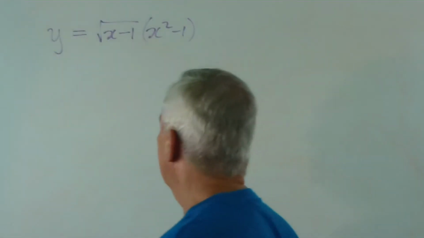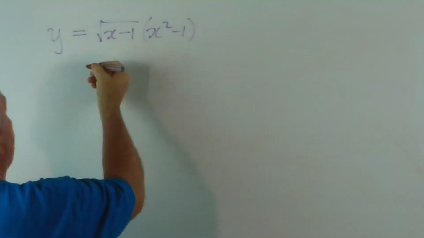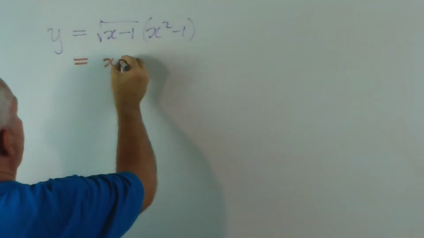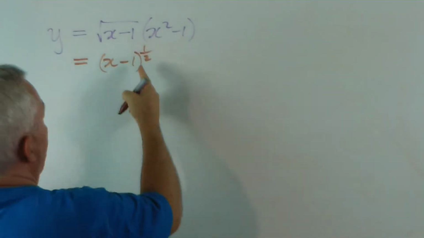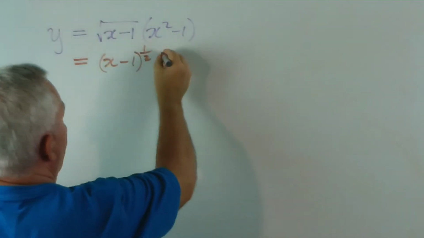Well, here we go. Again, we have a radical sign, so our first reaction is to replace it with a power, an index. And a square root is a power of a half.